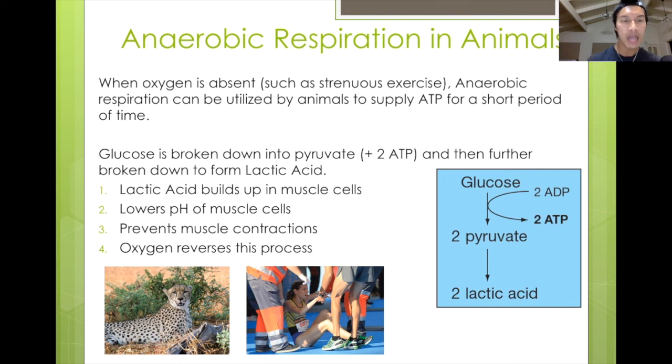And what happens is, in anaerobic respiration, the glucose is broken down into pyruvate and generates 2 ATP. However, it changes direction and then gets further broken down to form lactic acid. So the flowchart shows glucose forms 2 pyruvate, produces 2 ATP, and then that 2 pyruvate gets converted into lactic acid.